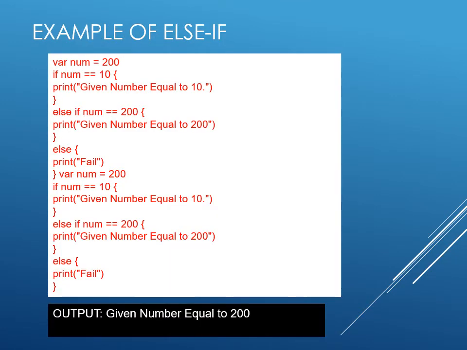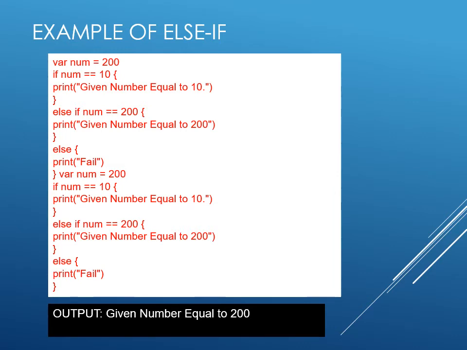Example of else if statement means we are dealing with more than two statements. First of all, we will declare this variable here. It has value 200. Now we will check the statements. If number is double equals to 10, means if number is equal to 10, here we are comparing these two values. If this number is equal to 10, print given number is equal to 10. Else if number is equal to 200, print given number is equal to 200. This is the next statement.